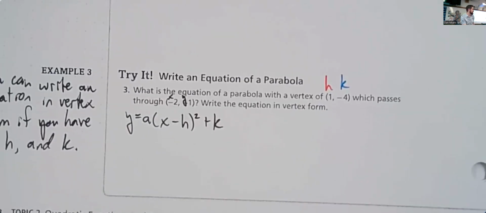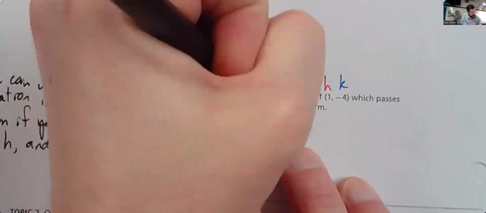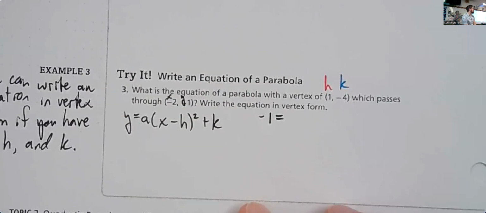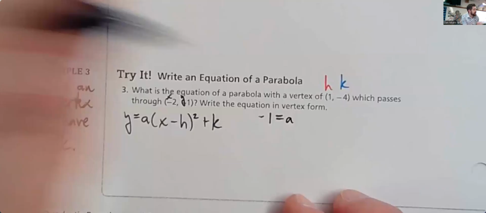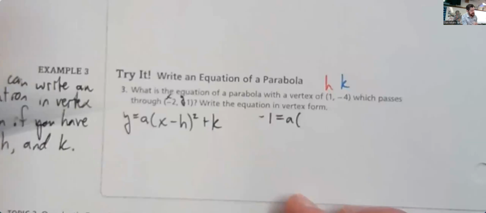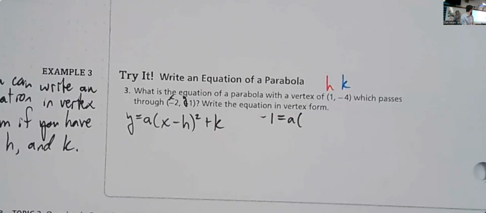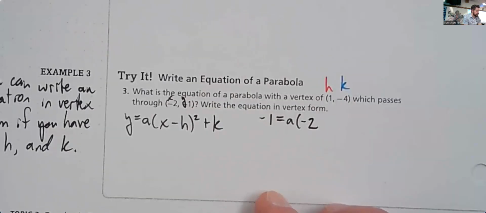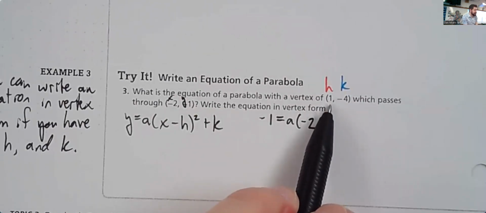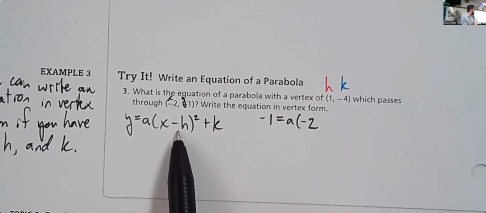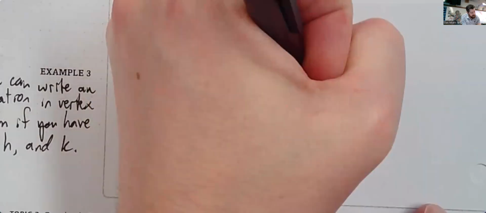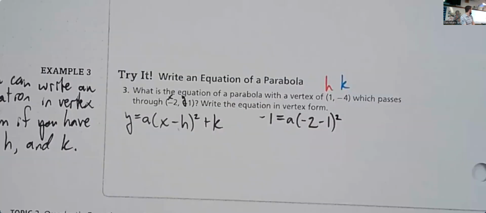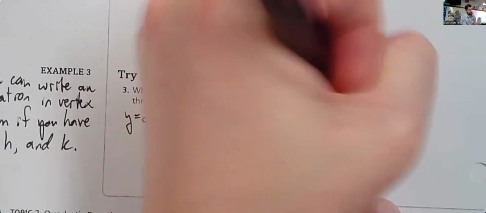So what does Y equal in this particular problem? -1. So we write -1 equals. We do not know what A is, so A is our variable that we're going to be solving for. In the parentheses, we have a value of X. What is it? -2. We also have a value of H. What is it? H is 1, yeah. However, we are going to write it using a minus because that's part of the form that we're using. So we're going to write -2 minus 1 and then squared. And then what's our value of K? -4, so we're going to write -4. All right.